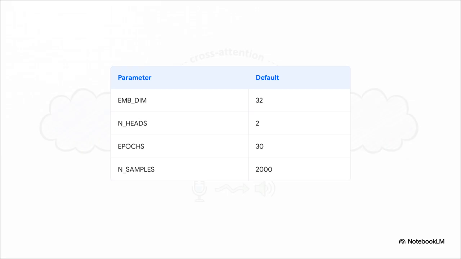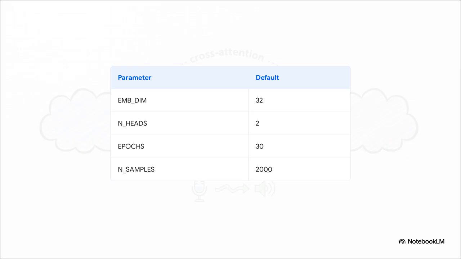The embedding dimension is set to just 32 because the task is so simple. It only uses 2 attention heads. They set it to run for 30 epochs, though the developer notes it usually converges, meaning it figures out the puzzle entirely, in just 20. And the whole thing only needs about 2,000 generated sequence pairs to learn the trick.